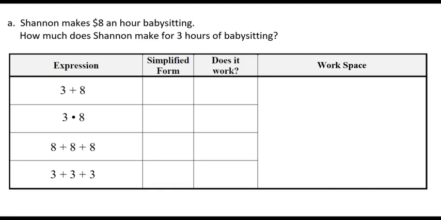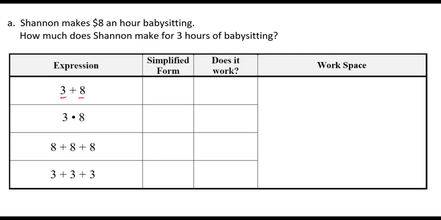In the next section, we're going to look at word problems and some expressions that we have to decide whether they match the word problem or not. The first one says, Shannon made $8 an hour babysitting. How much does Shannon make for 3 hours of babysitting? And in the chart below, we have 4 different expressions, so we need to decide if each expression matches the word problem. The first expression is 3 plus 8.